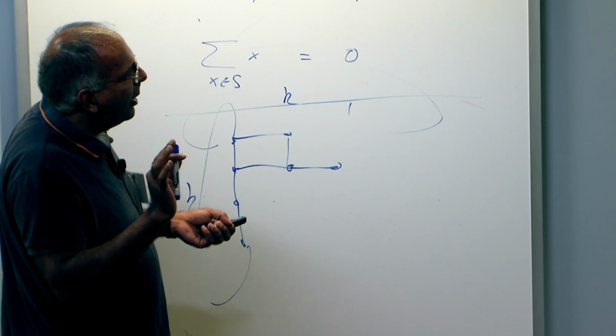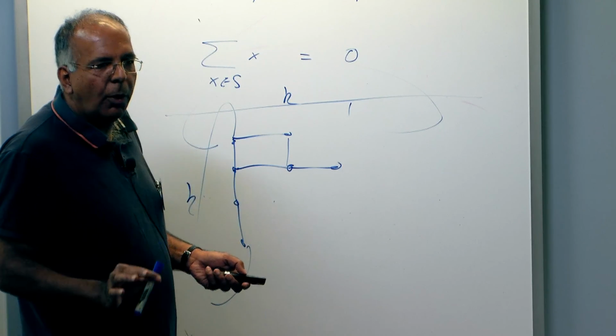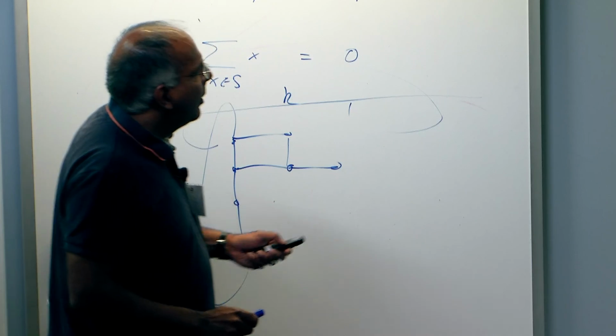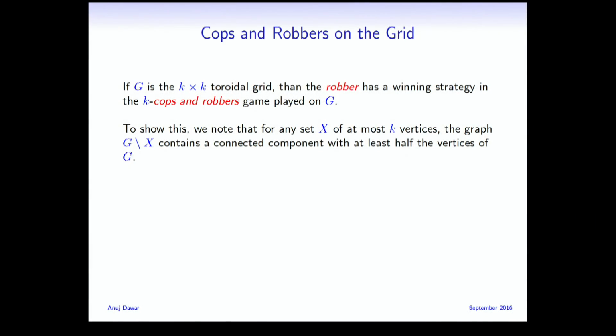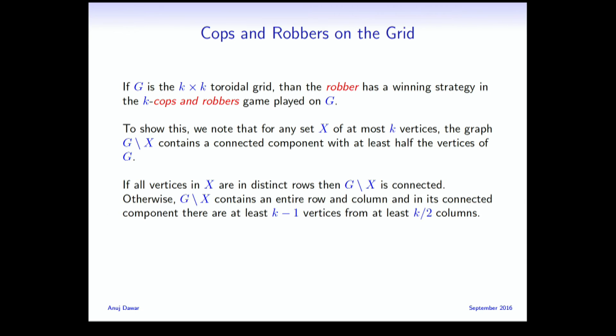More to the point, I can show explicitly that the robber has a winning strategy in the k cops and robbers game. Why is this? Suppose at any given position, the cops are sitting on a set X of at most k vertices. And I argue that the graph that remains when you remove those X contains a connected component with at least half the vertices. Okay, why is this? Well, if all the vertices are in distinct rows, then removing them just leaves a connected graph, right? Because you remove one node from each row, you can always get around to every point in the row, and so on.